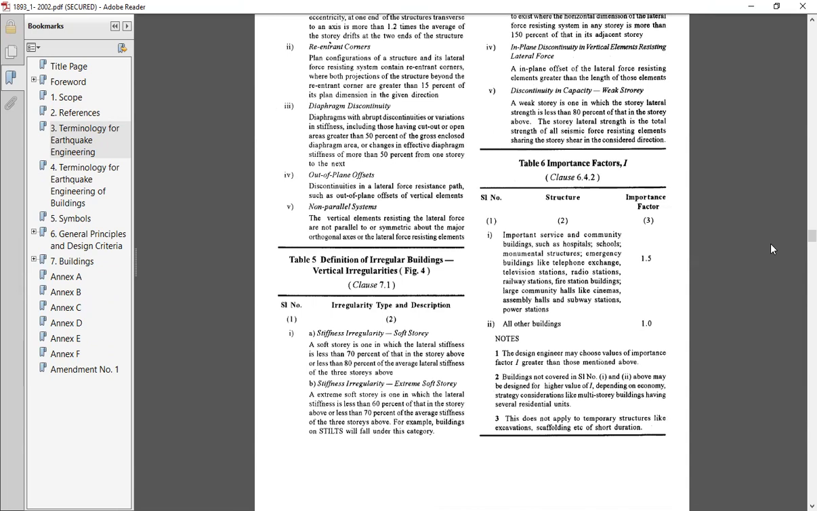And table number 6 is important to find out the importance factor. So yesterday also we had discussed. The importance factor depends upon the function of the structure. So the importance factor is 1.5 for buildings like, it is given here, telephone exchange, television stations, radio stations, railway stations, fire station building. And for all other types of buildings, it is 1.